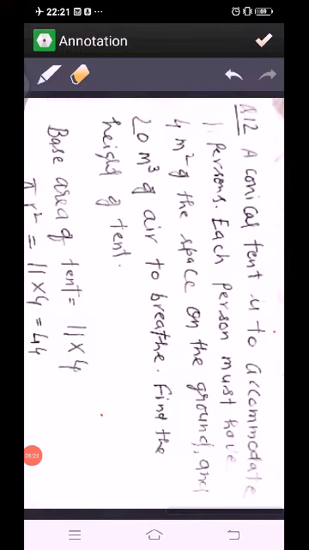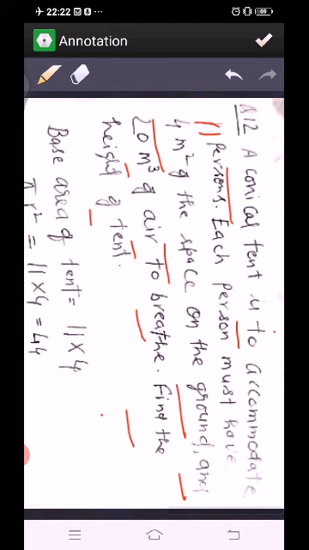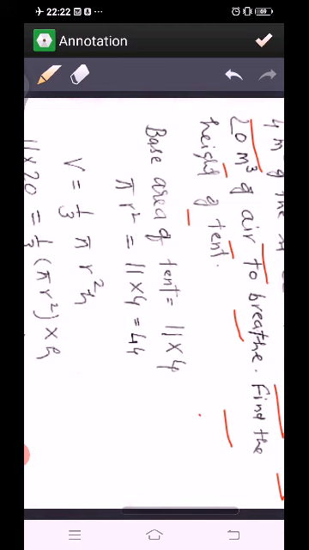Let us take question number 12. A conical tent is to accommodate 11 persons. Each person must have 4 meter square of the space on the ground and 20 meter cube of air to breathe. Find the height of the tent. So let us see here. There are 11 persons and each person requires 4 meter square on ground. So total base area, ground will be the base.